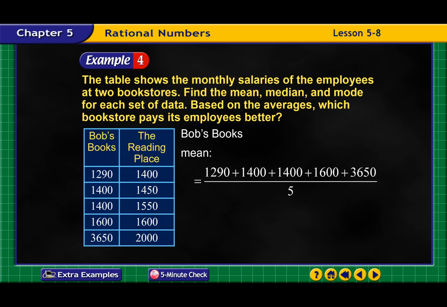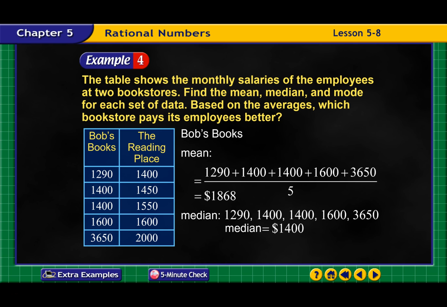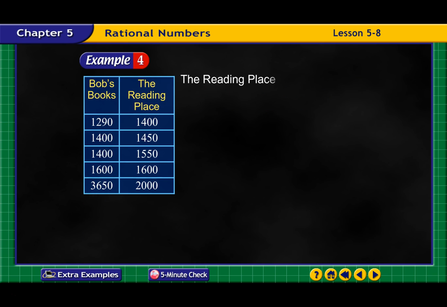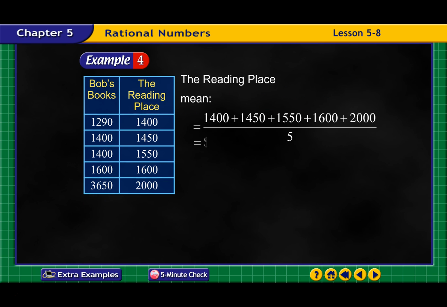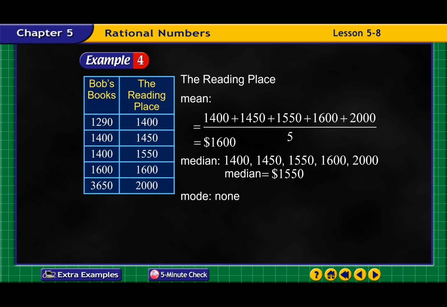So Bob's Books, we find the mean. Comes out to approximately that. And then the median would be this much. And the mode's going to be this. So let's remember those 3 numbers there. Punch that in on the second place. Mean comes out to that. Median comes out to that. Mode, there's none. There's nothing that happens multiple times.